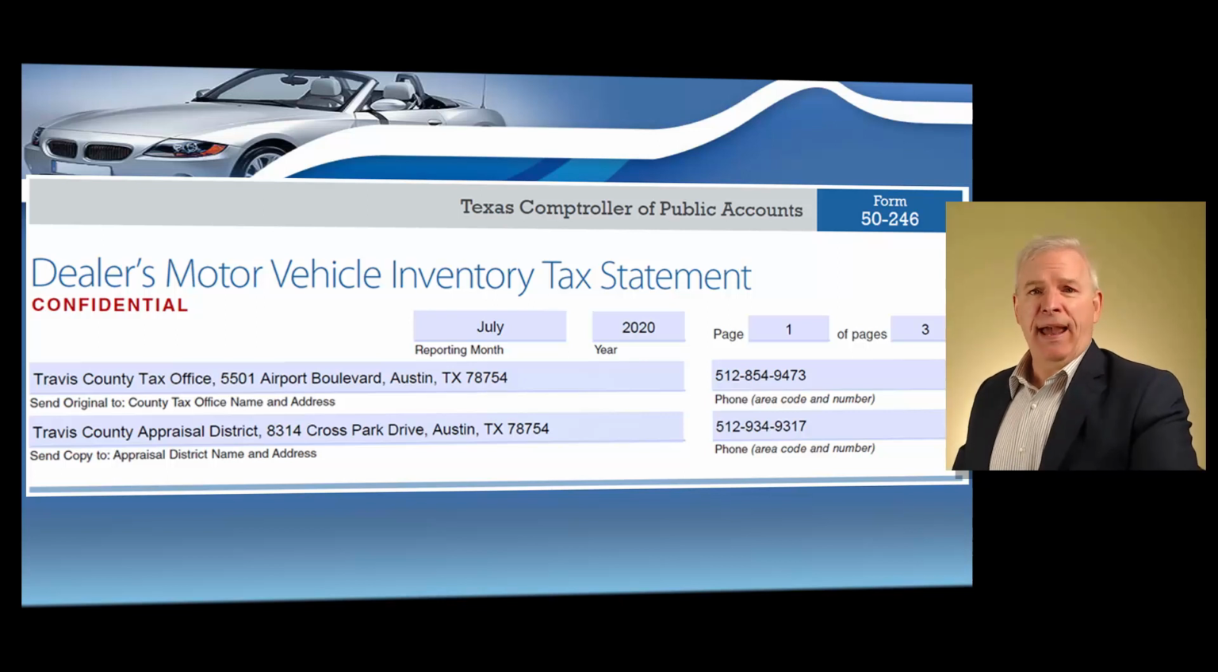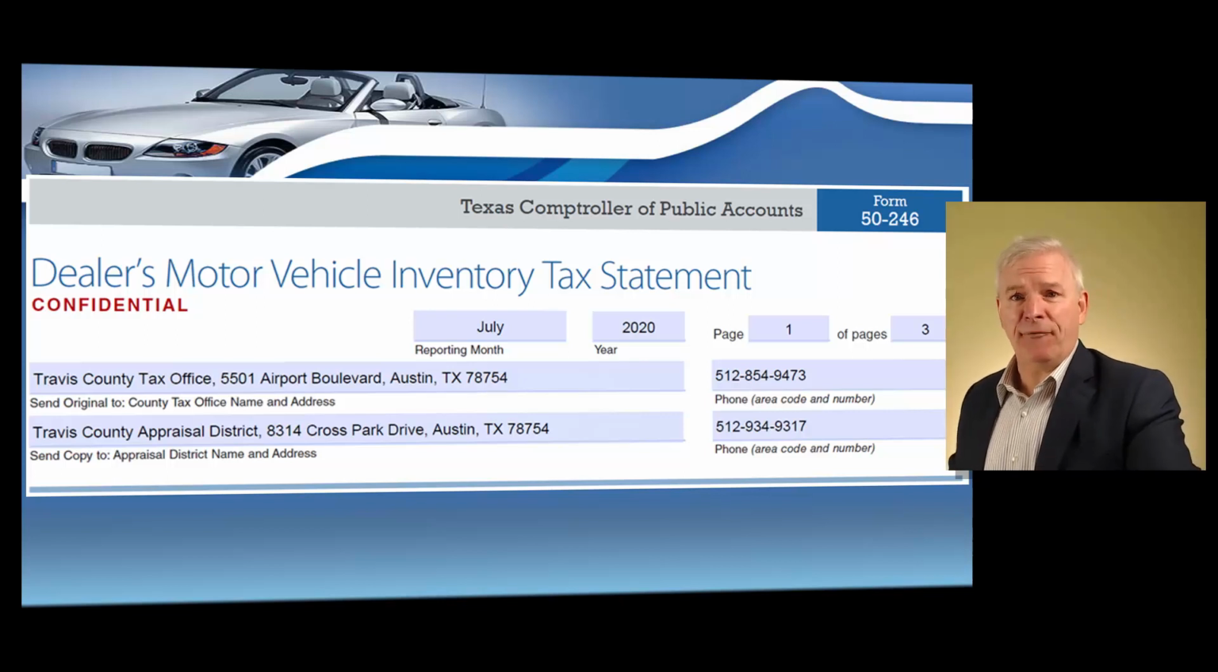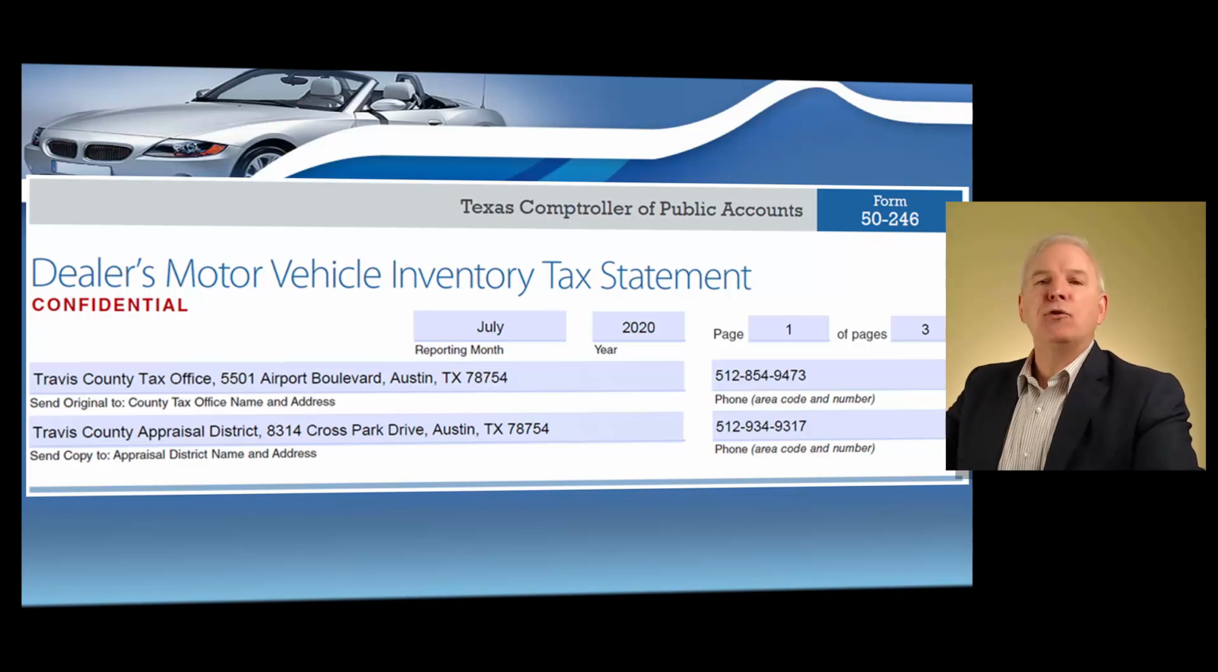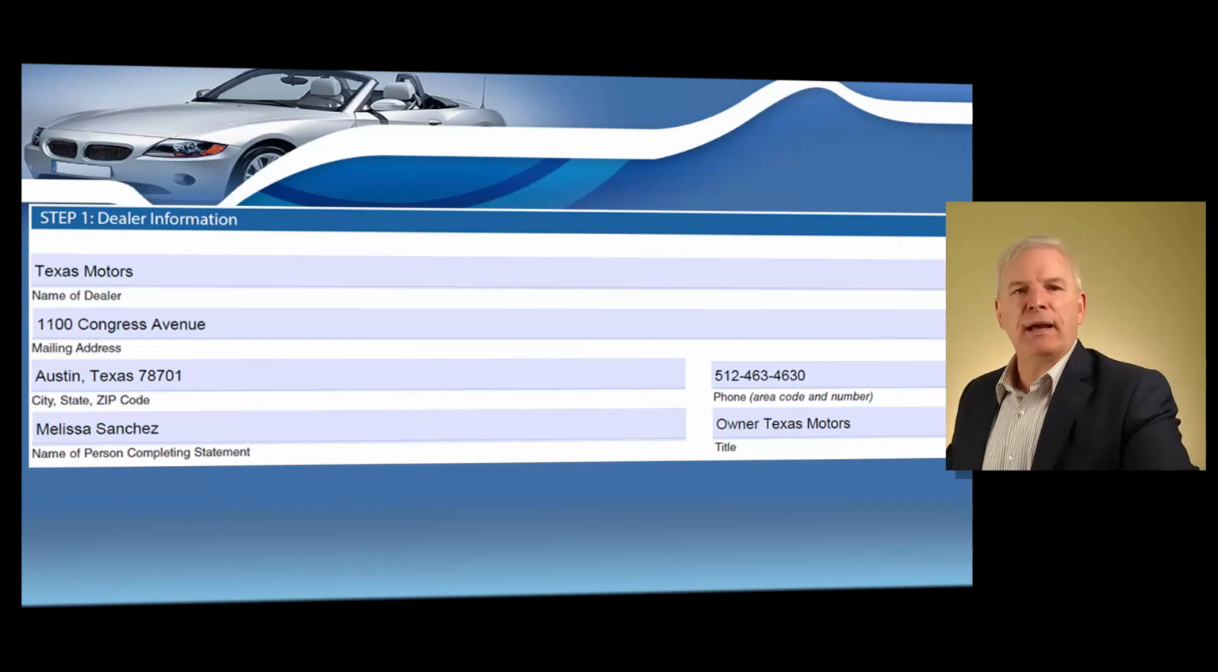Then you're going to enter the address of your tax county office, which you're going to be sending the original to. And then you'll enter your appraisal district contact information, which you're sending the copy to. And as you see right there on the form, it is all self-explanatory. It tells you to send the original to the tax office and send a copy to the appraisal district, okay, which is a little bit different than the declaration form I showed you just a few moments ago.